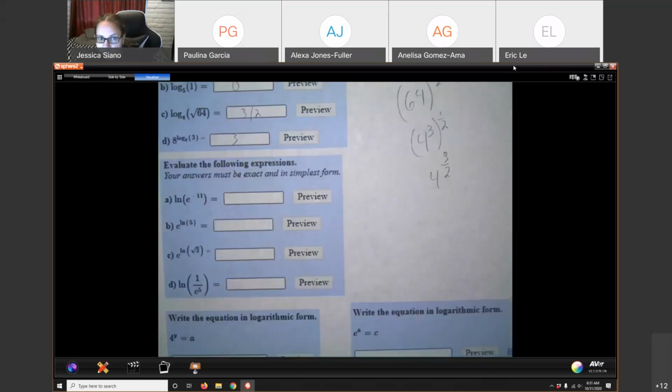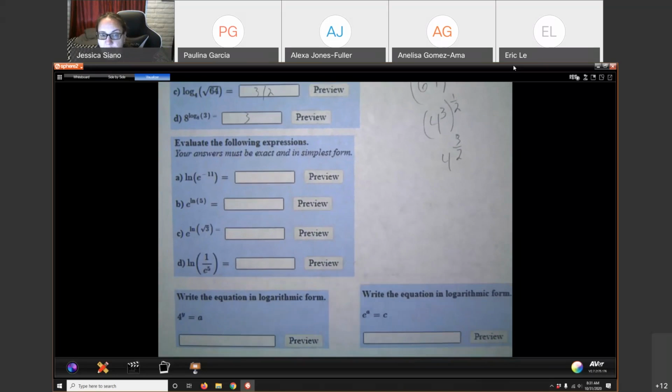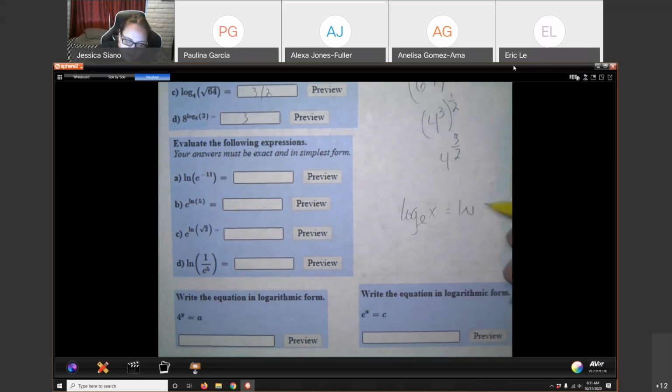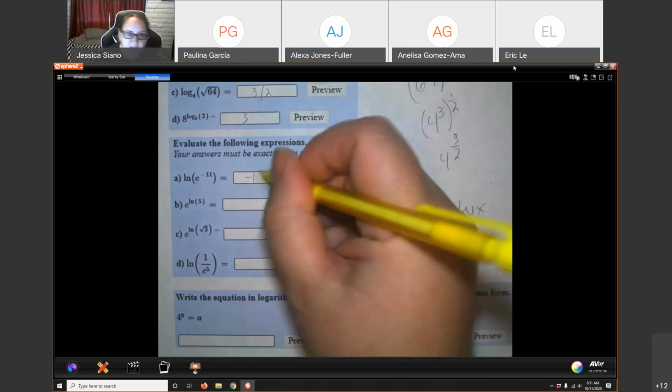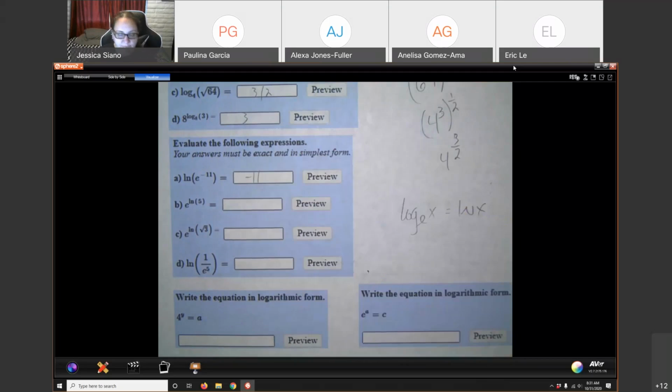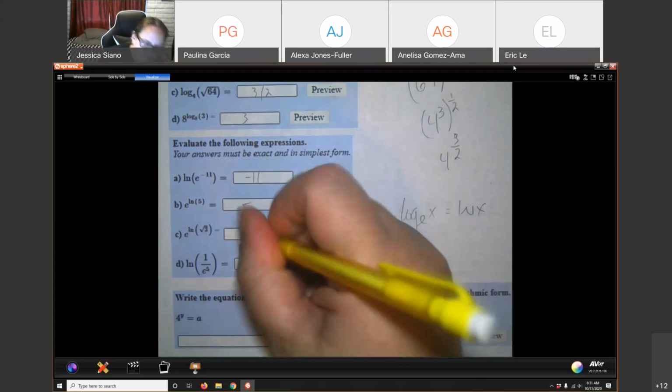Now, e is a special base for a log. When we have log with base e, we don't write it that way. We write it as the ln. So the ln is the natural log, and that is log with base e. So then the ln and e are inverses, which means that this would just be negative 11. This would just be 5. This would just be the square root of 3.